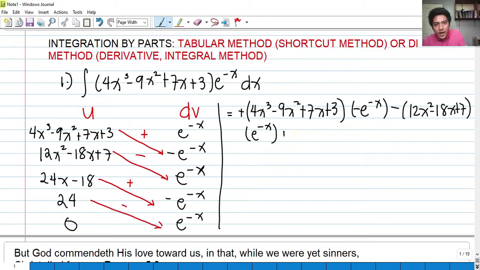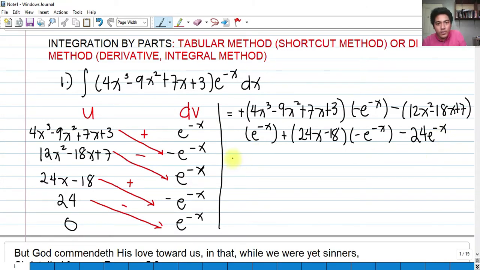And again, plus, because of this: plus 24x minus 18, this is that term, multiplied by this, negative e raised to negative x. And finally, minus 24 multiplied by e raised to negative x. So 24 e raised to negative x.